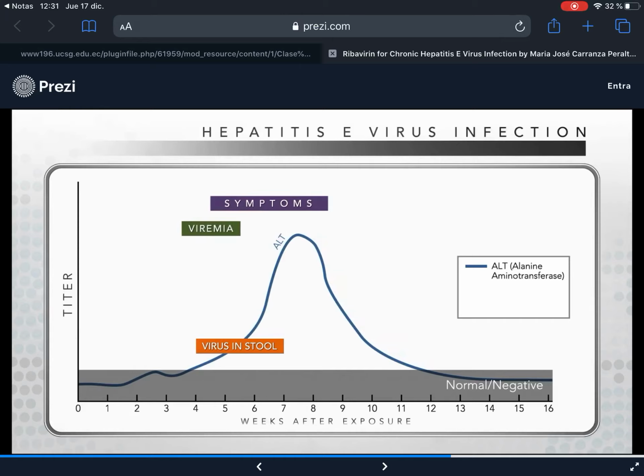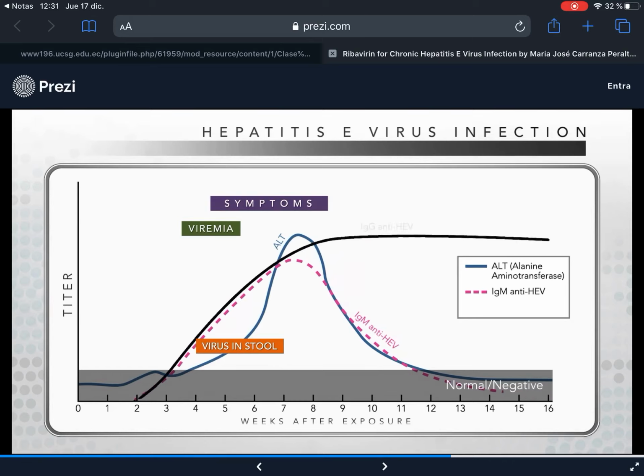Viremia in acute self-limited infections, shown by the green bar, can be detected about 3 weeks following exposure, or a week or so prior to onset of symptoms, and lasts for about 2 weeks. Antibodies to HEV, both IgM anti-HEV, depicted by the pink hatched line, and IgG anti-HEV, illustrated by the black hatched line, are usually positive about 3 to 4 weeks after exposure. IgG anti-HEV persists, but IgM anti-HEV declines rapidly during early convalescence and is usually negative by 13 weeks.